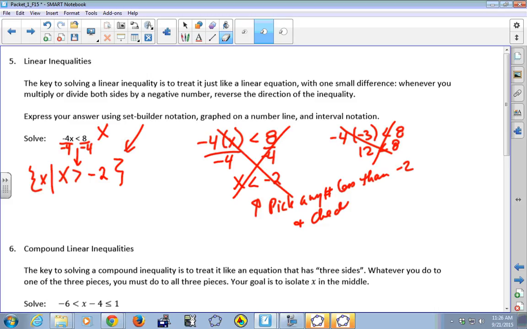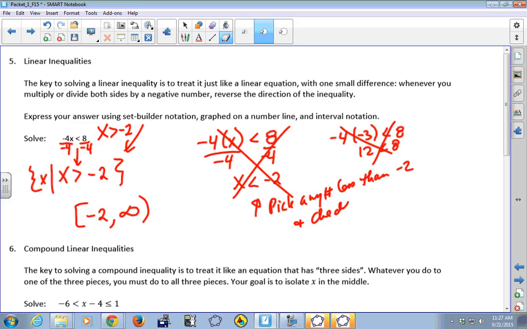So the answer to this is x is greater than -2. That's set builder notation. What would the interval notation look like? Does anybody remember interval? x greater than -2? Does everybody agree with that? Can we include -2 here?